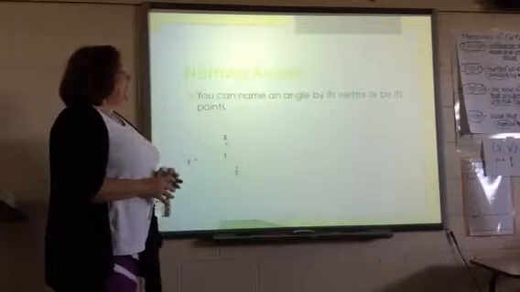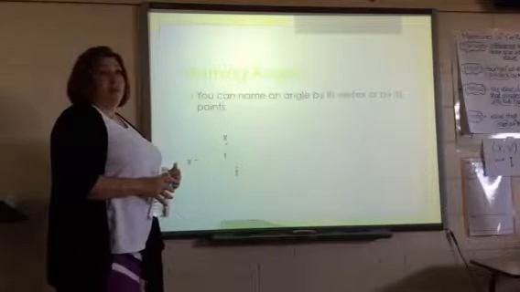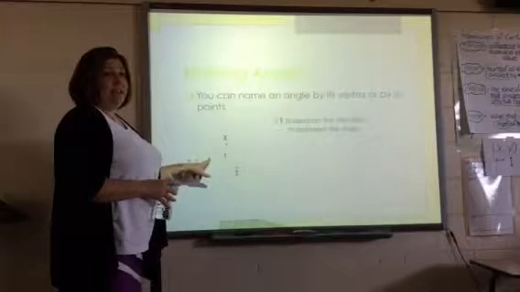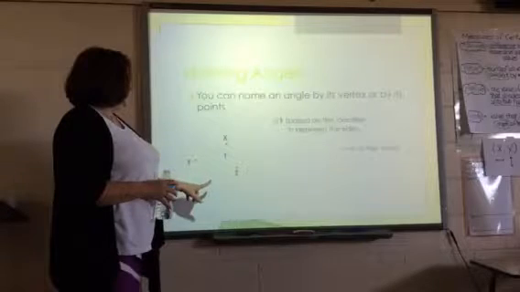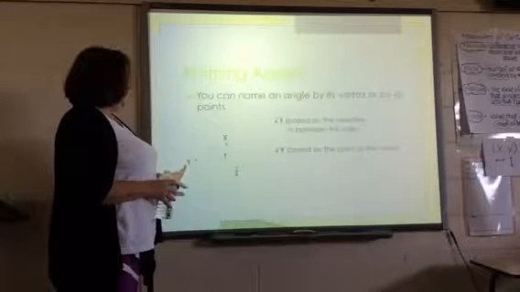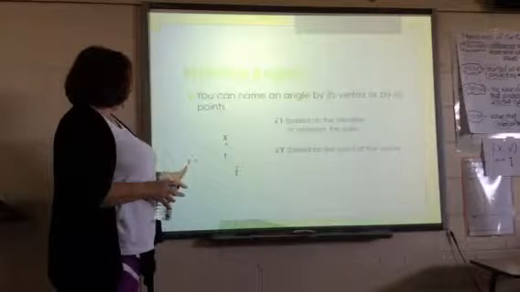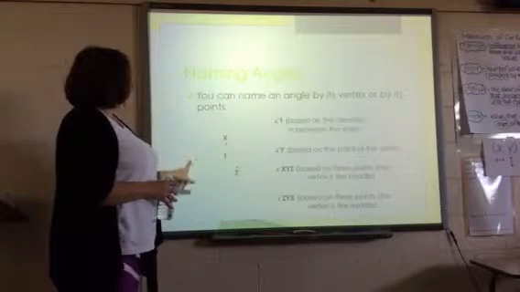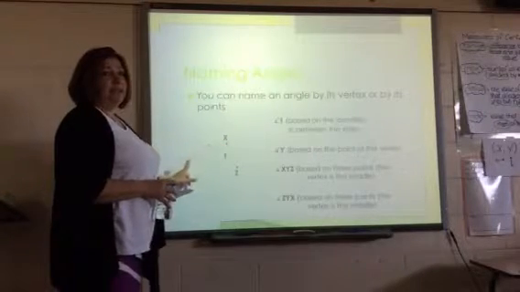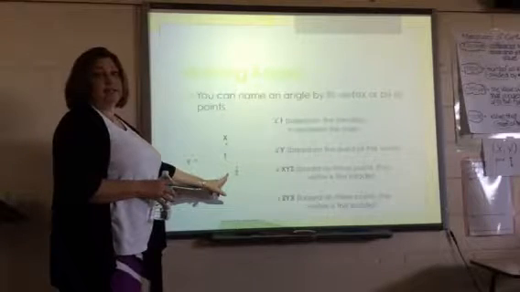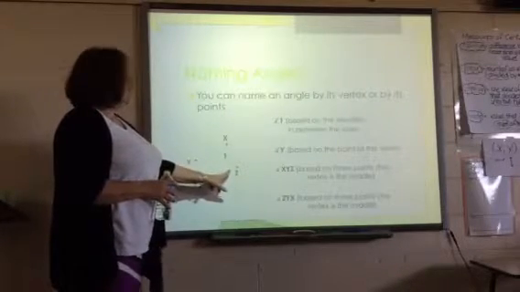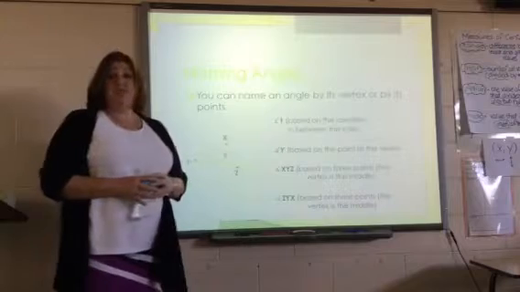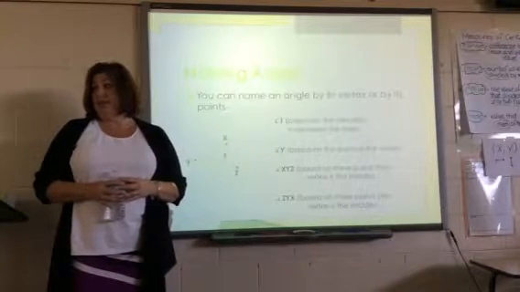Naming angles. You can name an angle by its vertex or by its points. This is angle 1 because that's the identifier in the angle, in between the sides. We can name it angle Y based on the point at the vertex. This is angle Y. Or we can name it by the 3 points: 1 point on the side plus the vertex plus another point on the side. So I have angle XYZ, but I can also do it in the opposite order, angle ZYX. When I do that, the vertex point always has to be the middle letter.